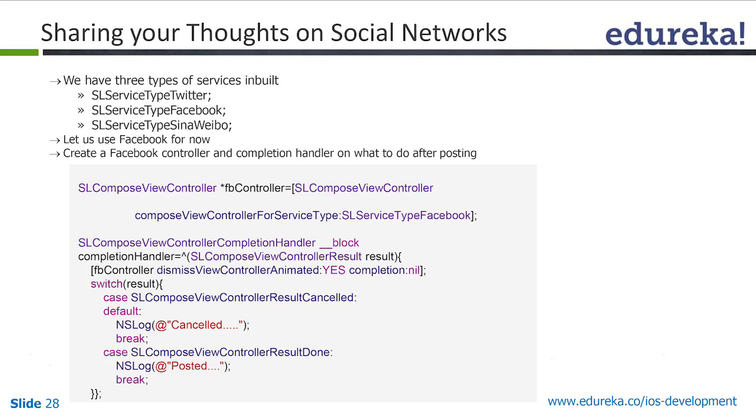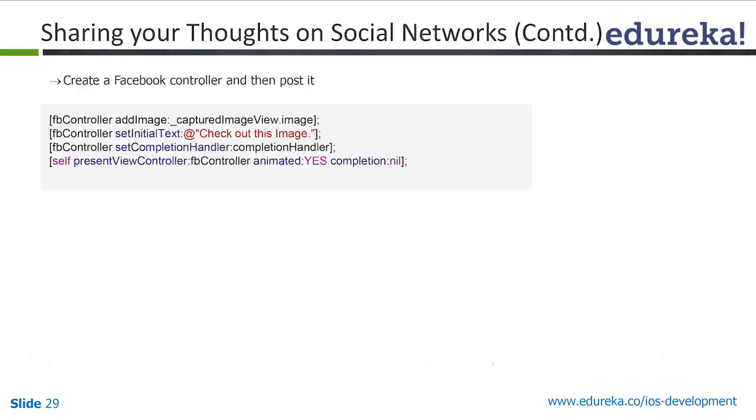If that result is SLComposeViewControllerResultCancelled, then you can do something. Here we are just logging whether it is cancelled or whether it is posted. And if you say result done, you have a success and your post is posted. So this is the completion handler you are creating, and you have to set this completion handler to your FB controller. Now you are going to post an image to your FB controller. So you have to set a property, addImage. Whatever image you have inside your image view, you are going to select that. And we are hard coding an initial text. Whatever text you wanted to type, post it along with your image.